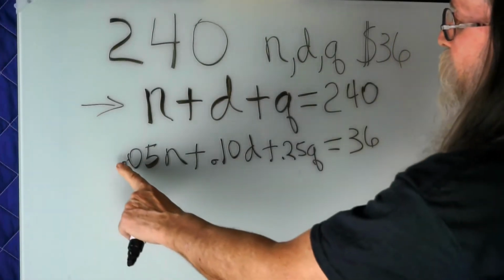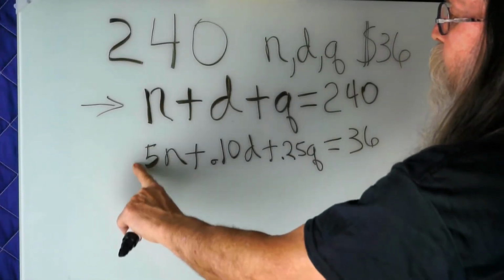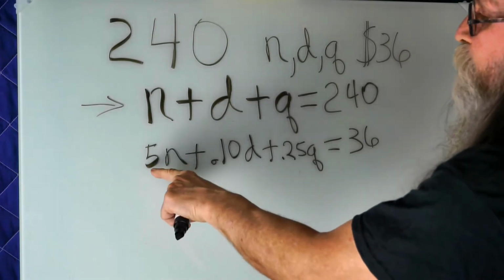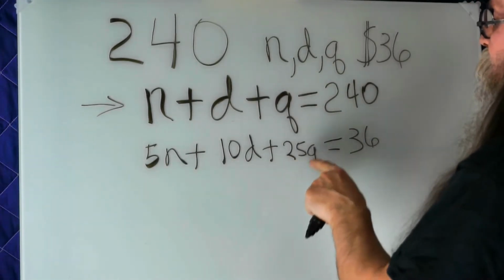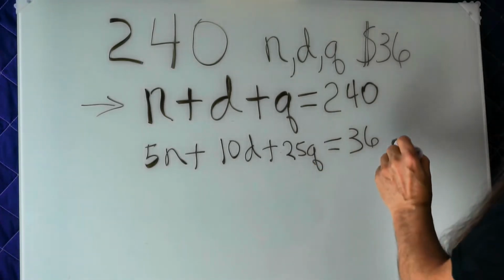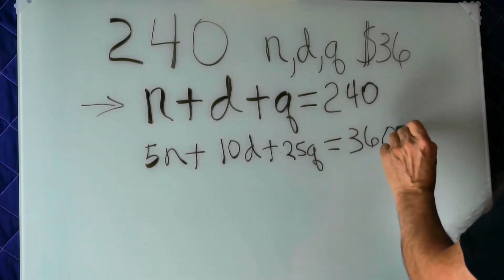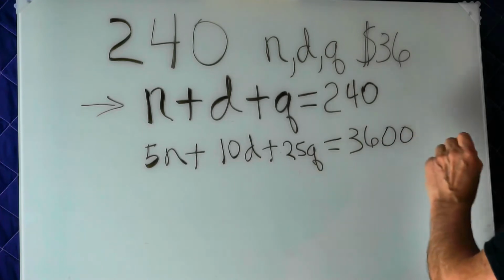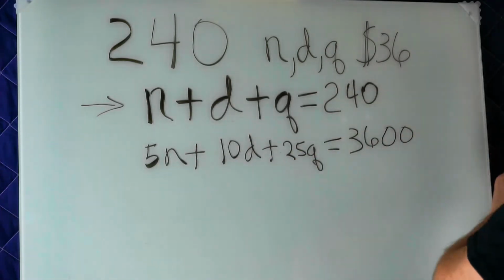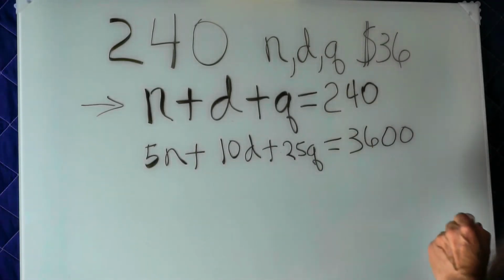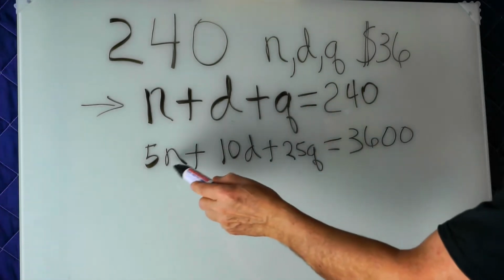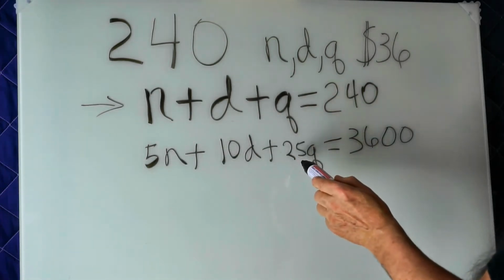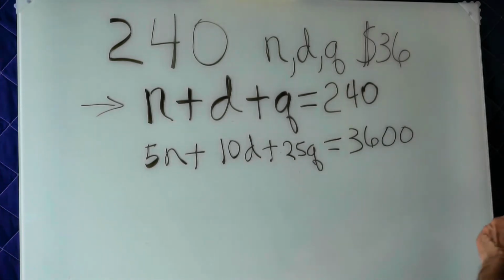I like to make things whole numbers when I can, because whole numbers are happy numbers. So we can just take the decimal off here. A nickel's 5 cents, a dime's 10 cents, a quarter's 25 cents, and then we've got to put 2 more zeros, because basically what we've done is multiply everything by 100, and as long as we multiply everything in the equation by the same number, it still holds. So, 5 pennies, 10 pennies, 25 pennies, and $36 is 3,600 pennies.